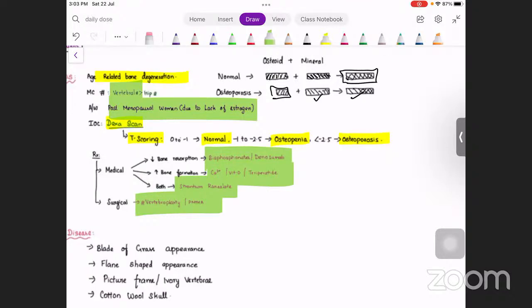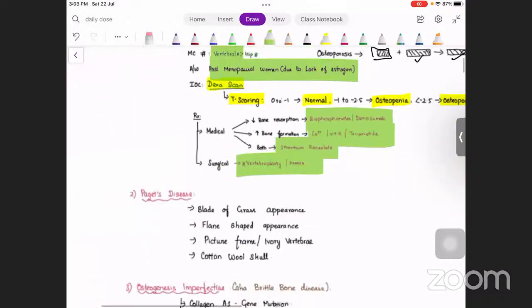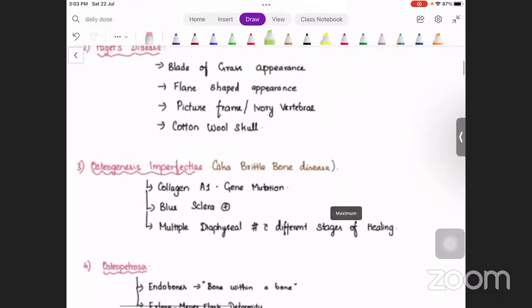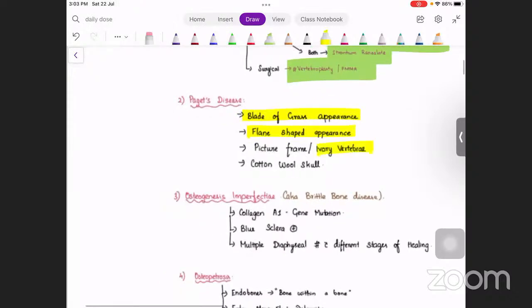The most common postmenopausal vertebral fracture is associated with osteoporosis, where the treatment of choice is pretty important. Then you have Paget's disease. These are all the bone disorders you are going to see. The highlighted features in Paget's disease are the blade of grass appearance, picture frame or ivory vertebrae, and cotton wool skull. Cotton wool skull, ivory vertebrae, picture frame appearance, and blade of grass appearance are the features of Paget's disease.